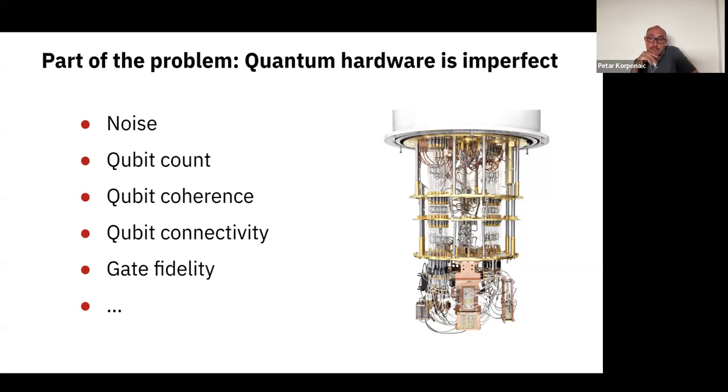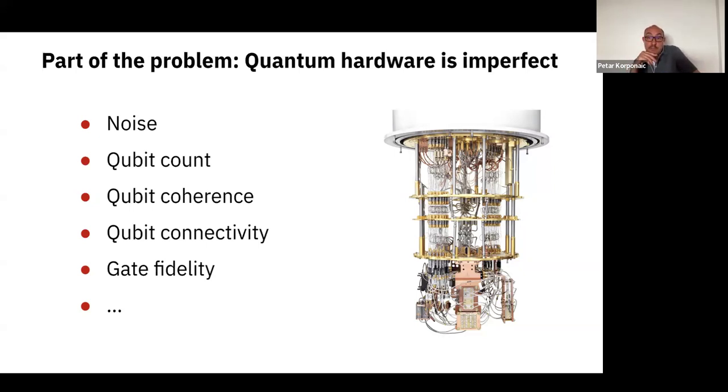Qubit coherence. In classical computers, we have bits, and when you set a bit to 1, it will stay 1 as long as the computer has power. The classical bit will never change if the software doesn't change it, but qubits lose their state over time. It's very hard to keep a qubit in a steady state for a longer time. This is qubit coherence, or decoherence.